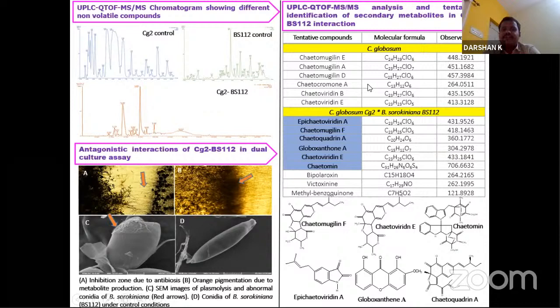We identified tentative compounds based on the peaks, molecular mass, fragmentation peaks and previous literature. The compounds detected only in the interaction were epichaetoviridin, chaetomugilin, chaetoquadrin, globoxanthone, chaetoviridin and chaetomin, which have high antifungal potential against Bipolaris sorokiniana. We also did image analysis to correlate these metabolites. Figure 8 shows clear inhibition due to the Chaetomium and Bipolaris sorokiniana interaction. The pigmentation is due to the production of metabolites by Chaetomium, and because of these metabolites there is clear plasmolysis and abnormality in the conidia compared with the controls. We also drew the molecular structures using software; these are the important chemical structures of the Chaetomium compounds expressed only in interactions.